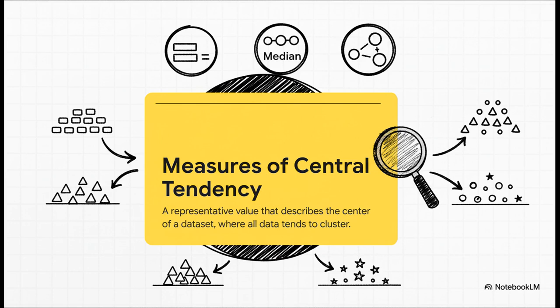So there's a fancy name for this, of course. Statisticians call it measures of central tendency. All that means is it's a way to find the center point, the value where the data tends to cluster around. And we're going to break down the big three: mean, median, and mode.